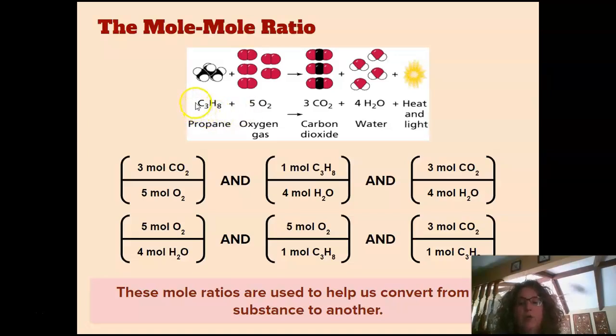Knowing that my ratio is 1 to 5 to 3 to 4, I can compare any two that I want at any time that I want. For example, if I look at the equation here, my ratio that relates carbon dioxide to oxygen gas is 3 moles of carbon dioxide for every 5 moles of oxygen. I can write it this way, 3 moles of carbon dioxide for 5 moles of oxygen, or I could flip it over and have 5 moles of oxygen on top and 3 moles of carbon dioxide on the bottom.